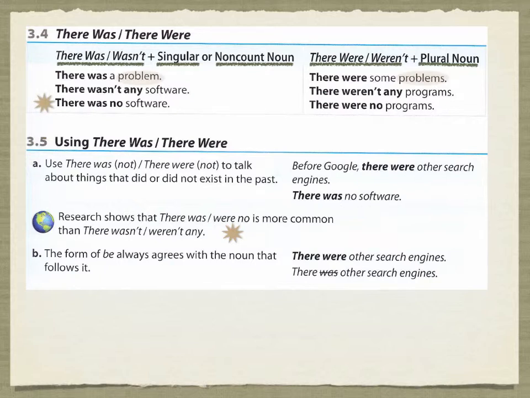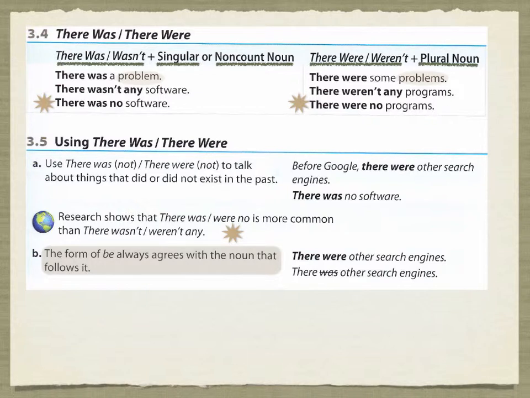The second part, what research shows, is that there was or there were is more common in writing than there wasn't any or weren't any. So at the top, there was no software or there were no programs is more common than there weren't any.